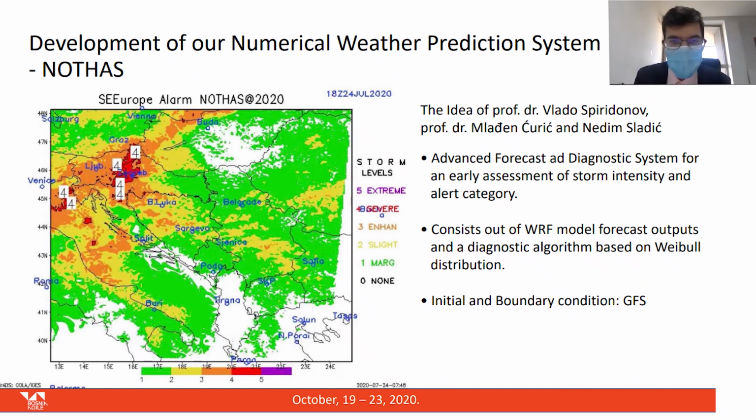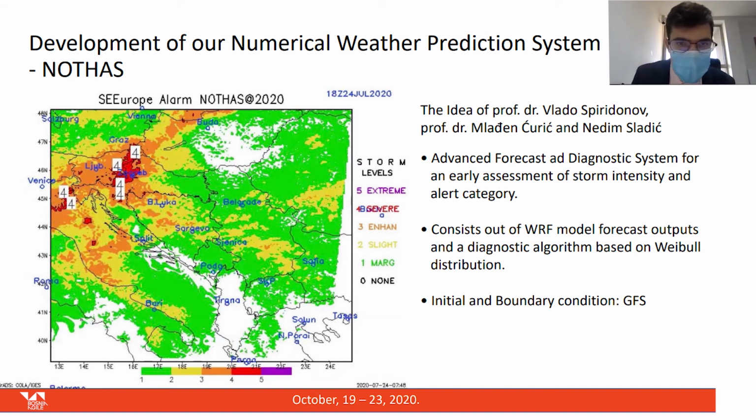We have 5 levels. So the first one is basically 0, that means no alert. 1, marginal. That means we just have cloud development, but nothing to worry about. Then slight means that we can have some thunderstorms, but they will not be severe enough to produce damage. Enhanced as level 3, that means that we can have slight damages and also produce troubles for the infrastructure. Severe means excessive amounts of rain, hail, flooding.